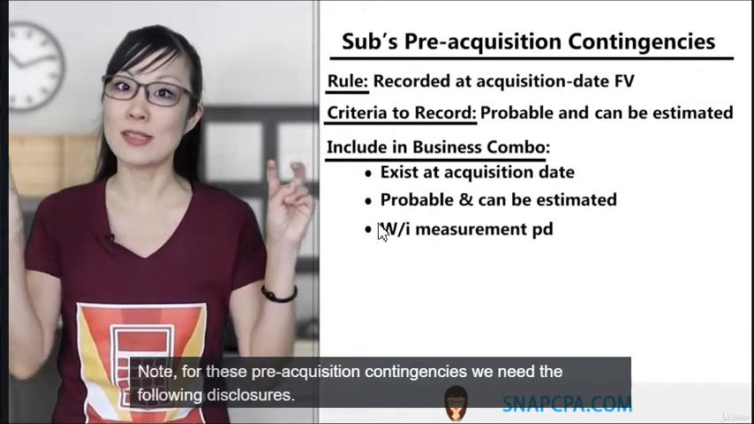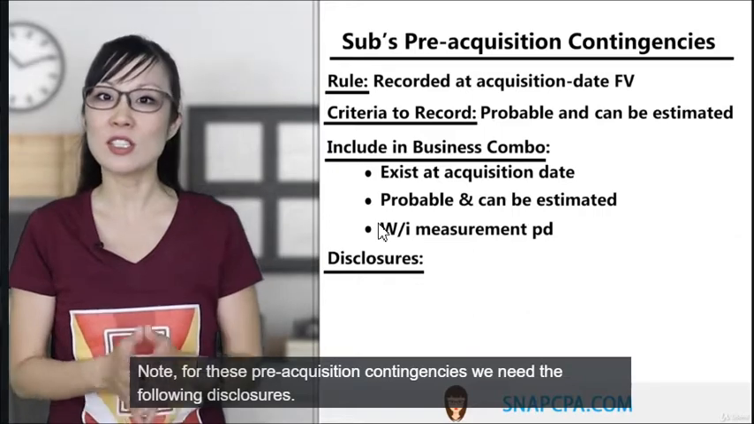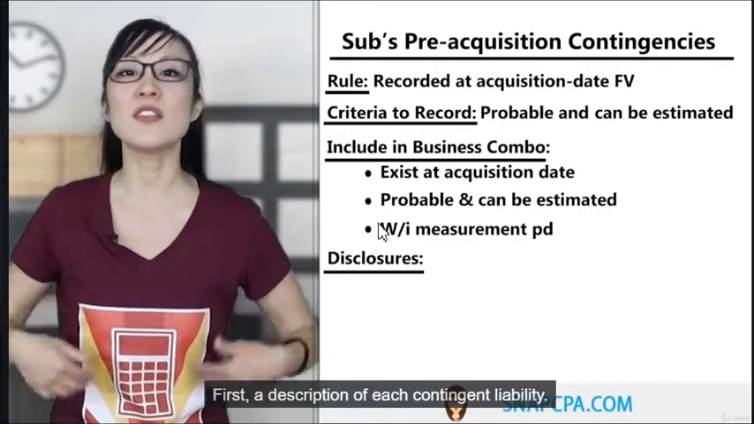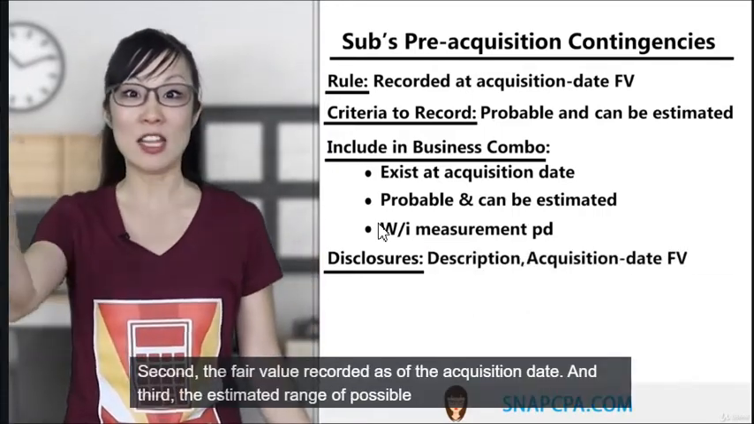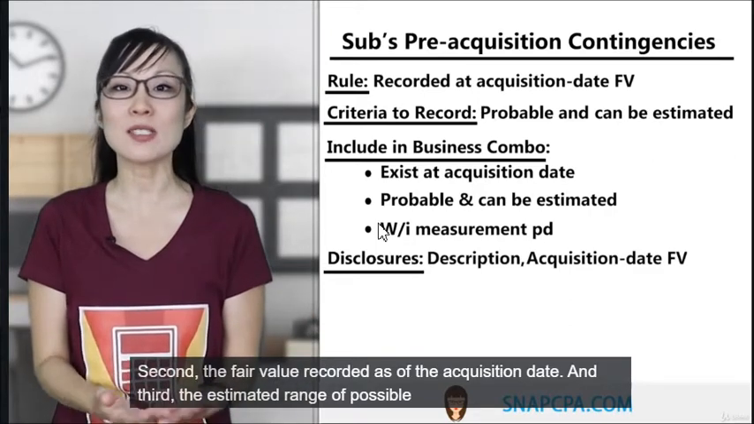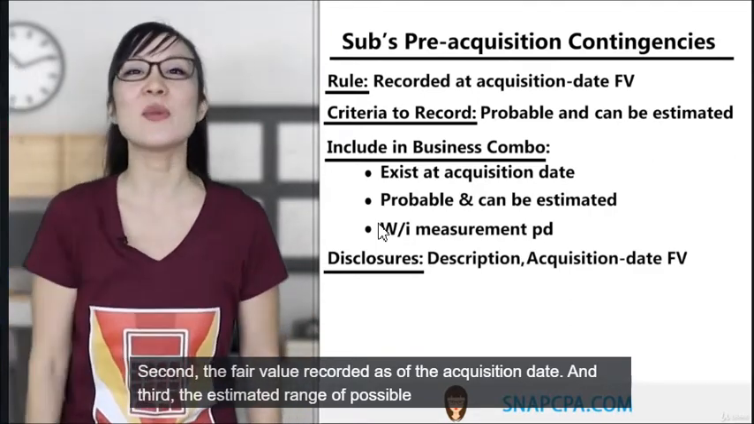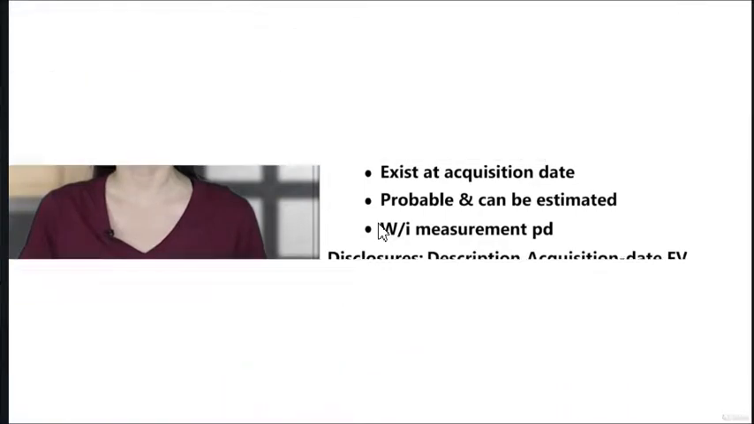Note, for these pre-acquisition contingencies, we need the following disclosures. First, a description of each contingent liability. Second, the fair value recorded as of the acquisition date. And third, the estimated range of possible outcomes.